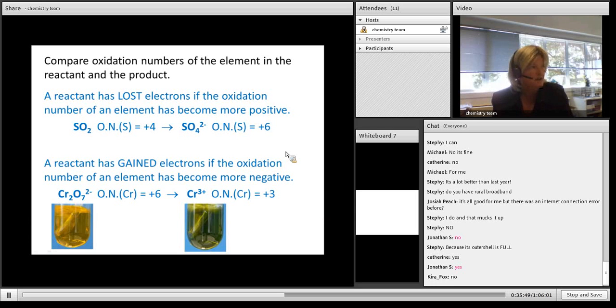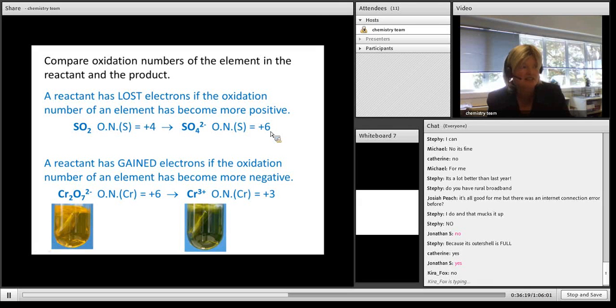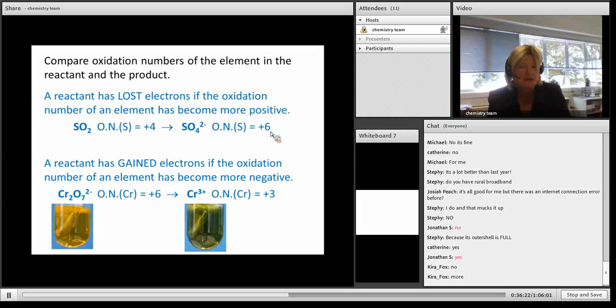Now, just going back to working out if a substance has lost or gained electrons, once you've worked out the oxidation numbers, you can work out if that species has lost. Remember, we went from SO4 to SO2 and it looked as though it had gained electrons because it was going from neutral to negative. Now, once we know the oxidation numbers, we can see the oxidation number for sulfur in SO2 is +4, but the one for sulfur in sulfate is +6. So have we become more positive or less positive?